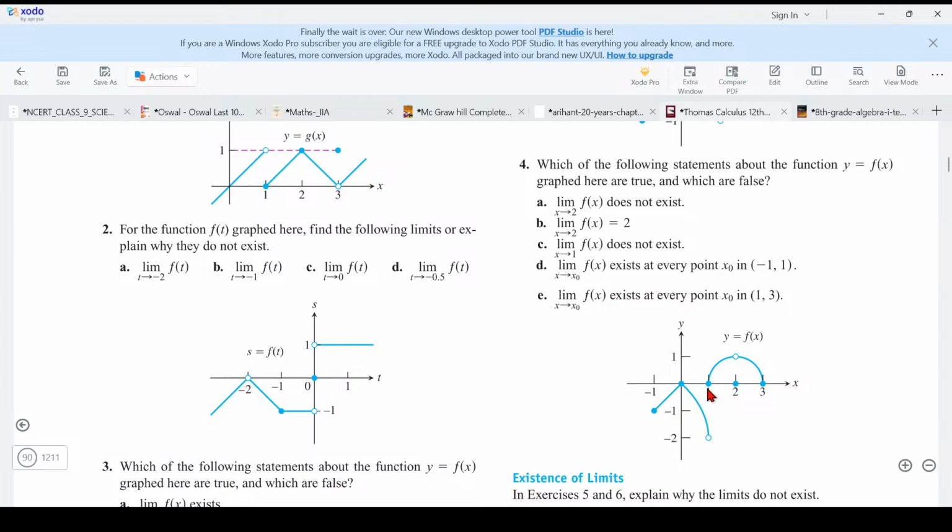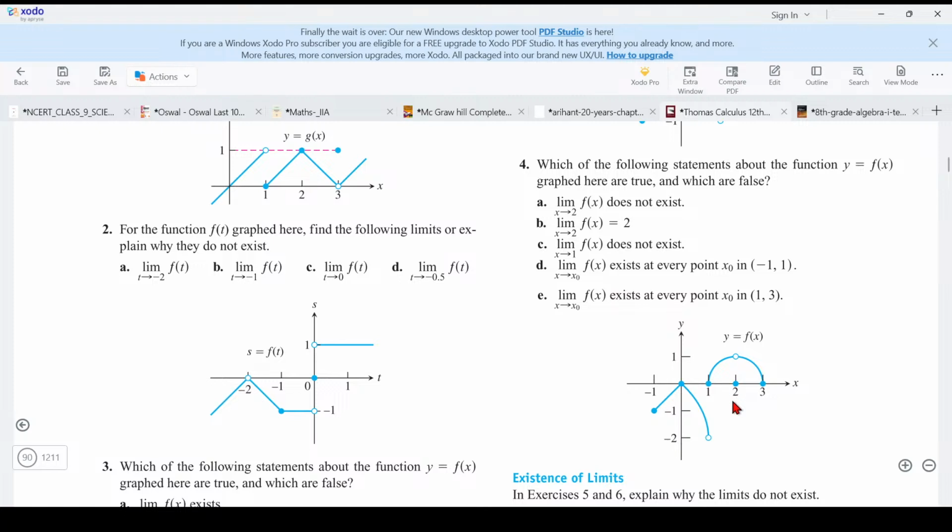What about this point at x equals 1? From the left hand side, it is reaching minus 2. Very good. And from the right hand side, it is reaching 1. Wait, don't get confused. This point is what? 0, not 1. Don't get confused with this one. It is 0. So left hand side and right hand side are not the same, so the limit does not exist. Very good. At x equals 2?